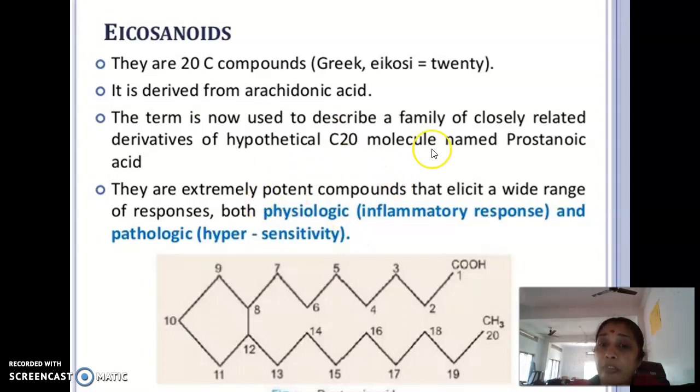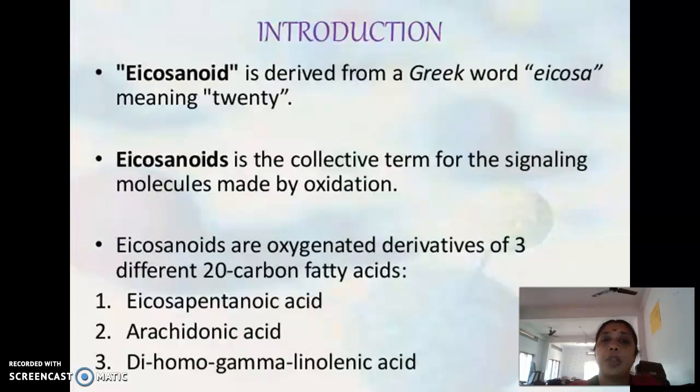They are biologically potent compounds and they induce a large number of physiological and pathological functions. The name is derived from the Greek word eicosa, which means 20, and they are collectively known as eicosanoids because they differ from each other in their synthetic pathway. The eicosanoids are oxygenated derivatives of 3 different 20 carbon fatty acids. There are different types of eicosanoids like prostaglandins, prostacyclins, thromboxanes, etc. Based on the starting substance, they can be divided into 3 different types.